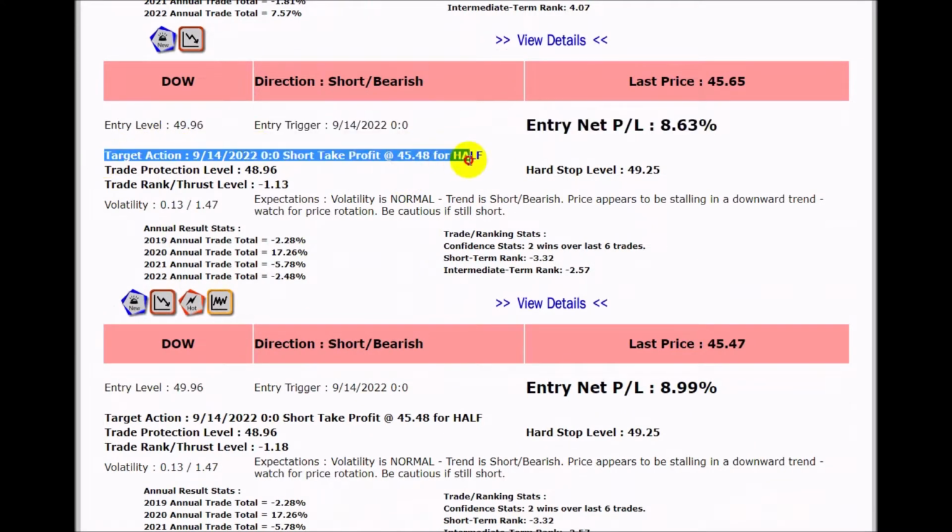Take profit. So you can see here we got in at 49.96. We got out at half at 45.48. We are currently at 45.65. We got 8.6% profit in the trade. You can see here this is the Dow. It is a negative rank, which means it wouldn't have been on the top of my list, but it's doing pretty good right now. I got into a trade only about 5 days ago and already got about 9% profit in the trade. We have a hard stop level at 49.25, which is just below our entry. So we're going to lock in a profit on this current trade.